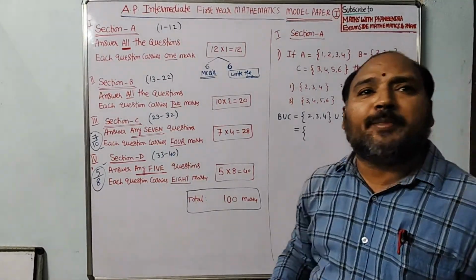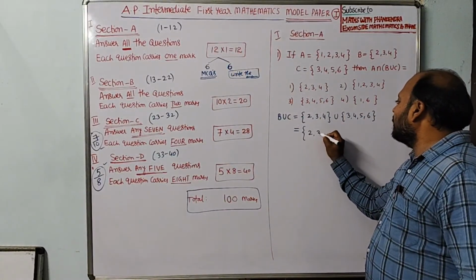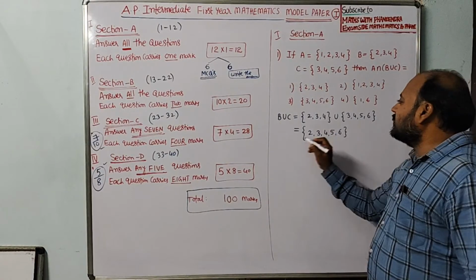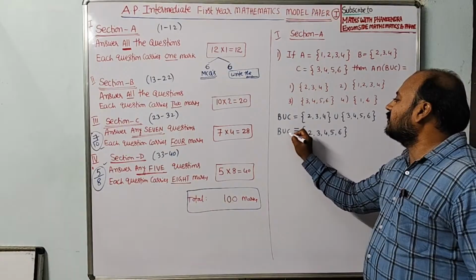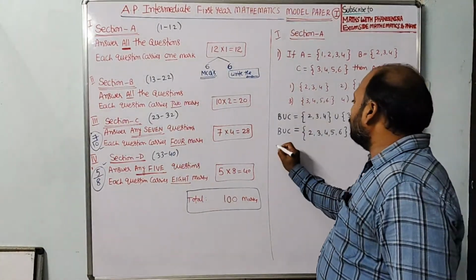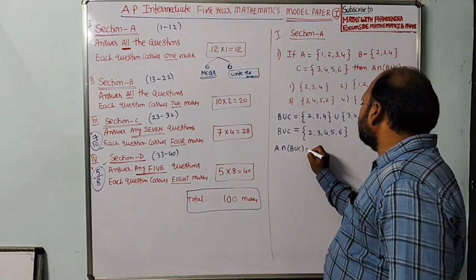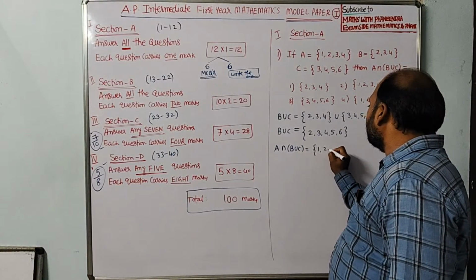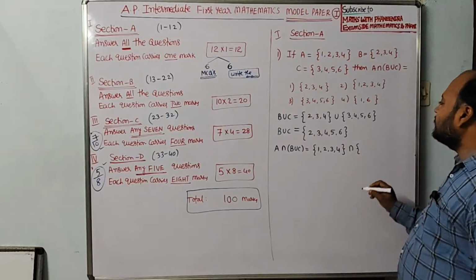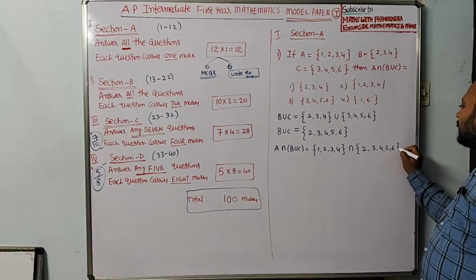In set theory, repetition is not allowed. So here 2, 3, 4, 5, 6. This is B union C. After that, A intersection B union C. So first A set 1, 2, 3, 4. Intersection B union C, 2, 3, 4, 5, 6.